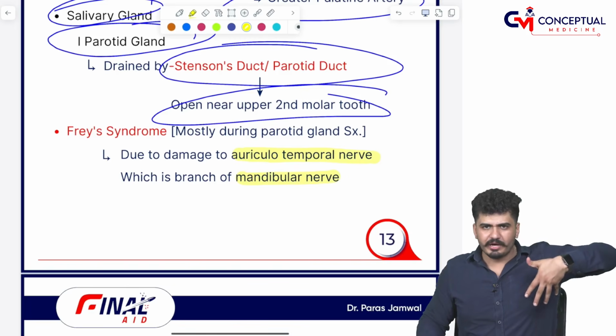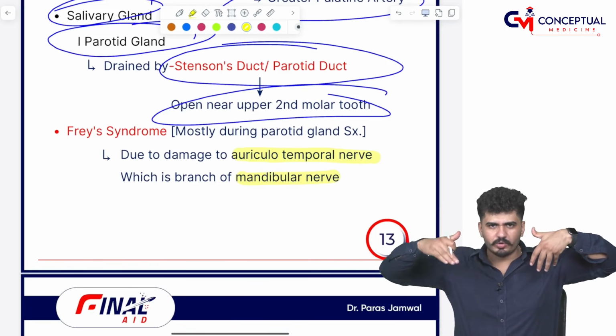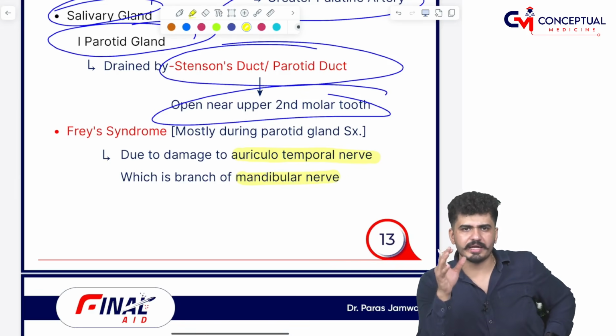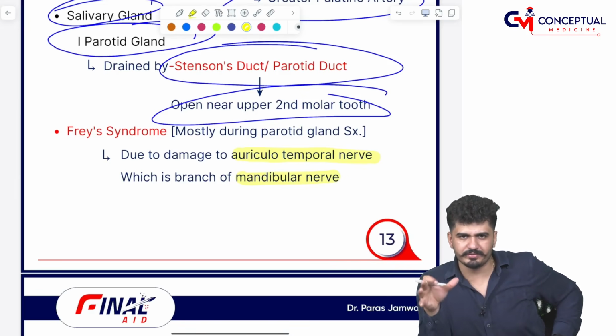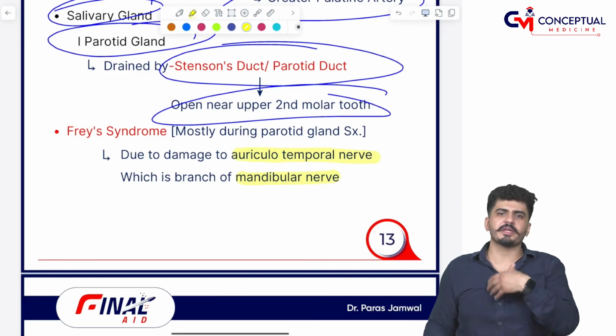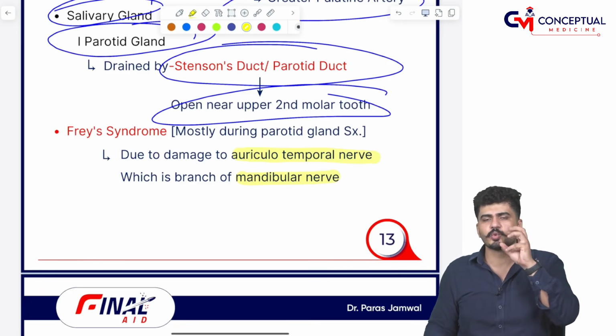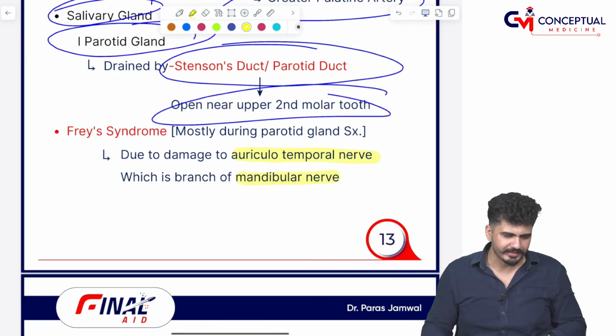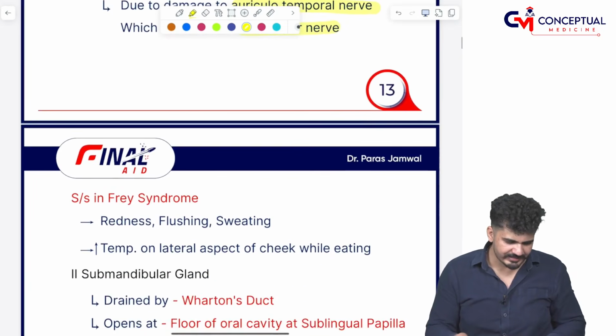So the auriculotemporal nerve is a branch of the mandibular nerve. Once we are operating on a case of the parotid, there are chances this auriculotemporal nerve gets damaged, because of which the patient will complain, "Doctor, whenever I am chewing, there is an increase in temperature plus sweating happening on that side," my dear friends.